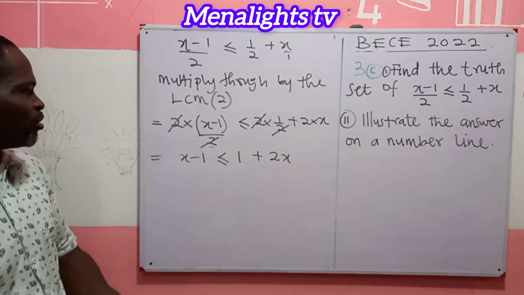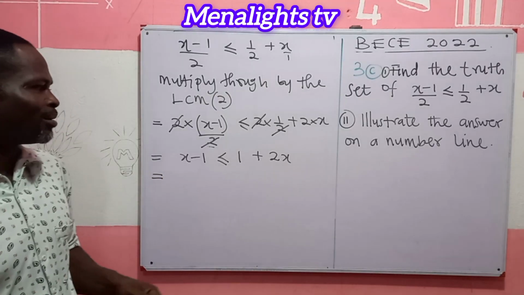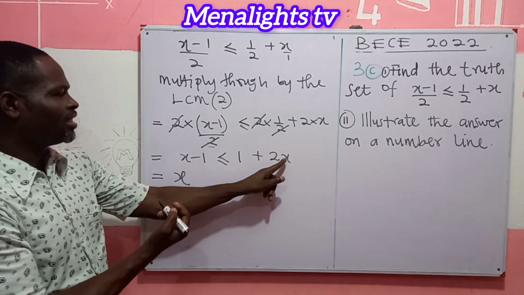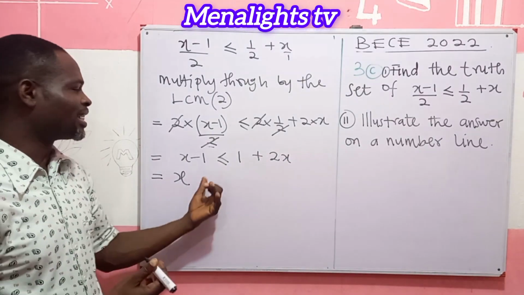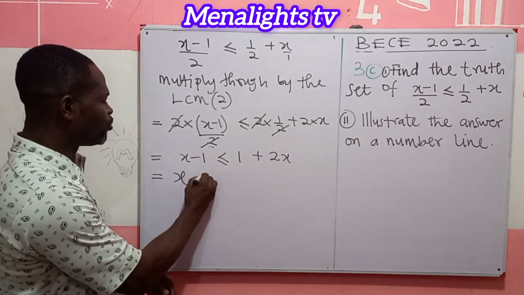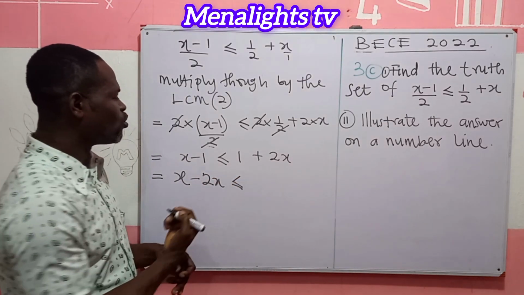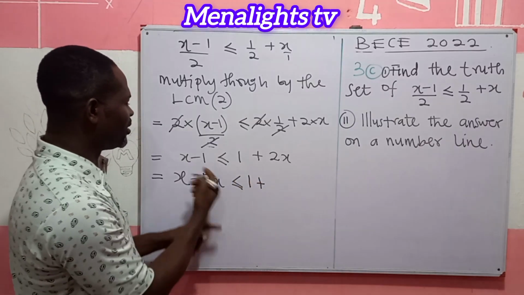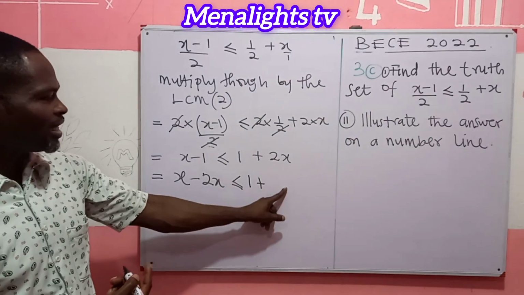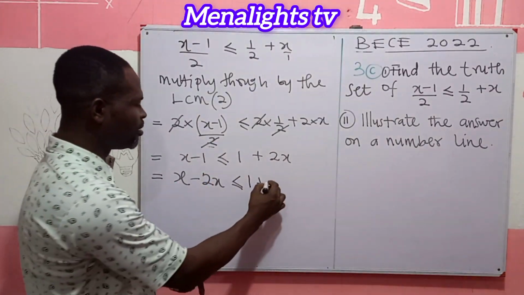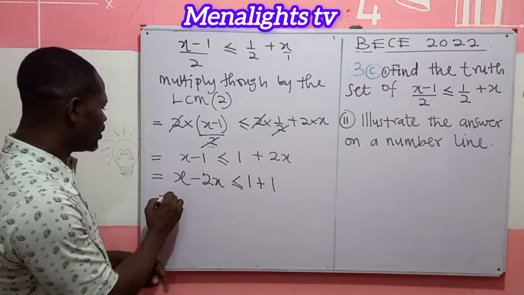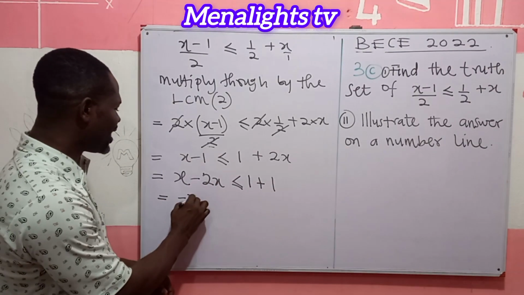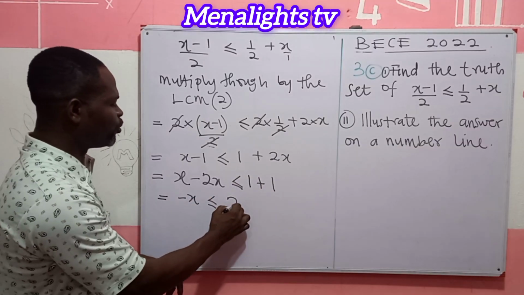So we have to group the like terms together. In grouping the like terms, the 2x has to come to where the x is. So you have the x here, then the 2x will come. It is positive here, but once it gets there, it becomes negative. So minus 2x, which is less than or equal to, then when you come here, you have the 1 plus, this one will go there. It's negative here, once it gets there, it becomes positive. So 1 plus 1. When you take 2x from x, we are left with minus x, which is less than or equal to 2.